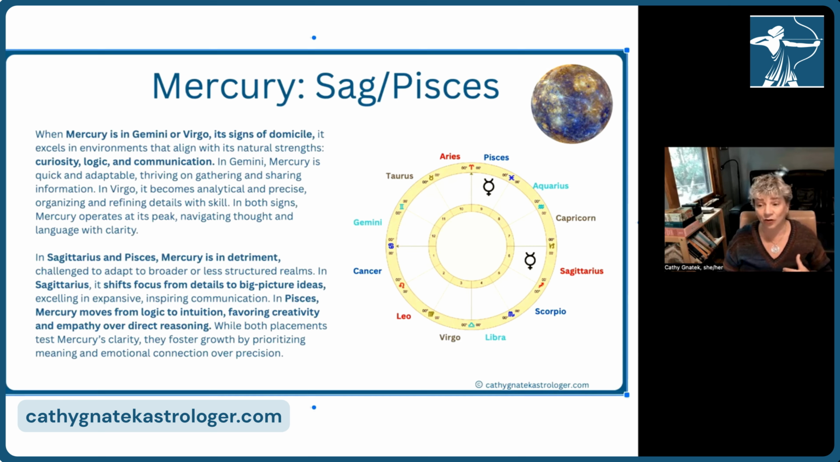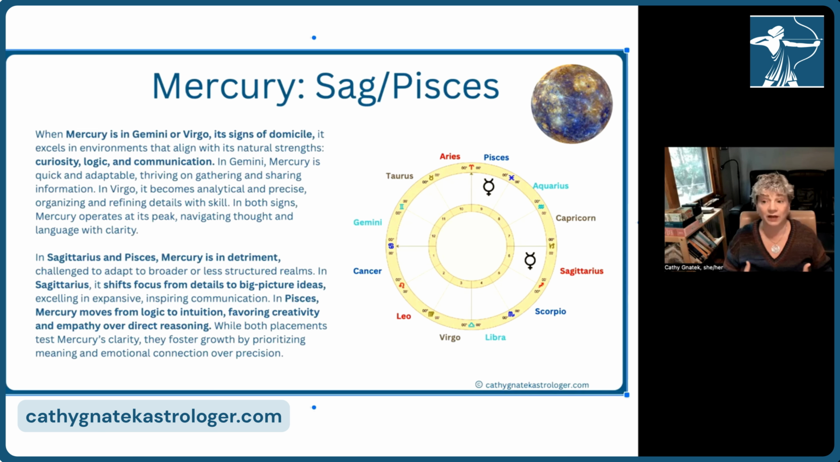But when Mercury is in Sagittarius or Pisces, Jupiter-ruled signs. Jupiter is big, expansive, optimistic, hubristic energy. Mercury has a little bit more difficult time because Jupiter wants to find the big answer. Mercury likes details. In Sagittarius, Mercury shifts its focus from details to big picture ideas, excelling in expansive, inspiring communication. In Pisces, a water sign that's about faith and compassion, it's also ruled by Jupiter. It's got a flexible, mutable energy. In Pisces, Mercury moves from logic to intuition, favoring creativity and empathy over direct reasoning.